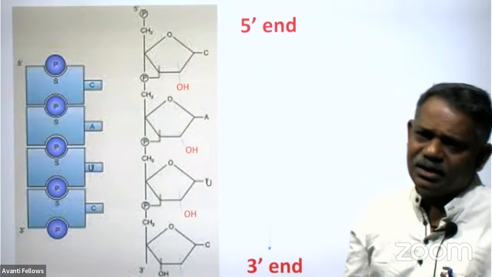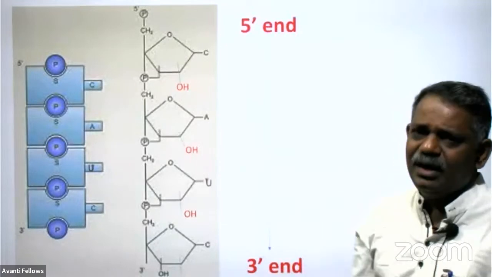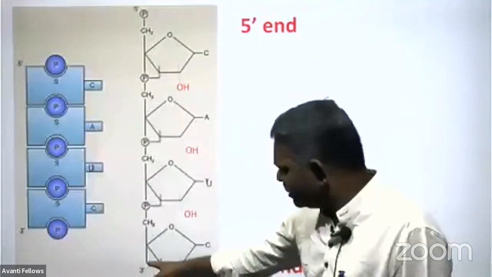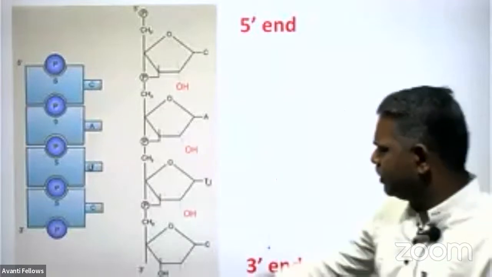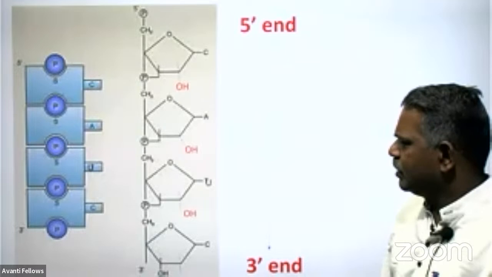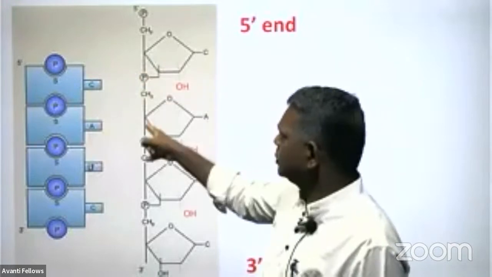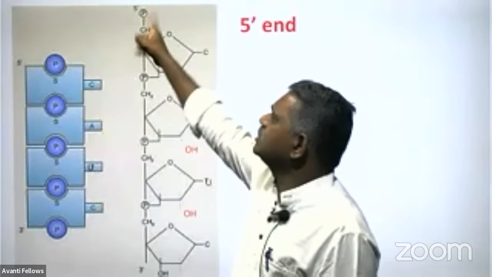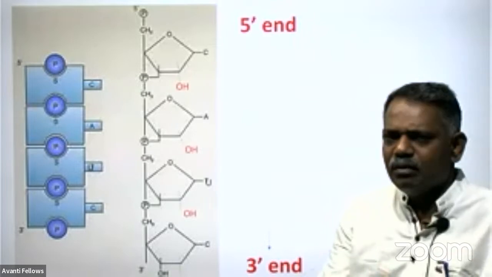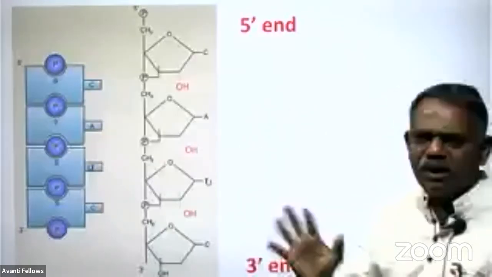It has a polarity, having a definite end. See, in this strand the third carbon position of the pentose sugar is free, and that is why we call it the 3' end of this strand. The third carbon is connected to the phosphate molecule in the chain, but the fifth carbon atom is free here, and that's why this end is called the 5' end. This is the way to give polarity to a strand: a 3' end and a 5' end. It is there in both DNA and RNA.